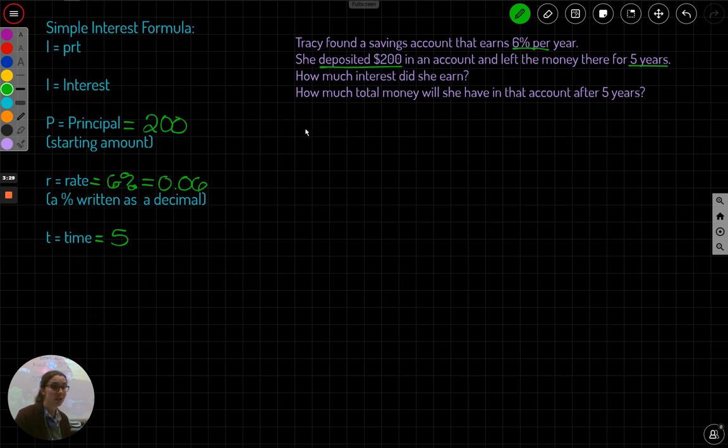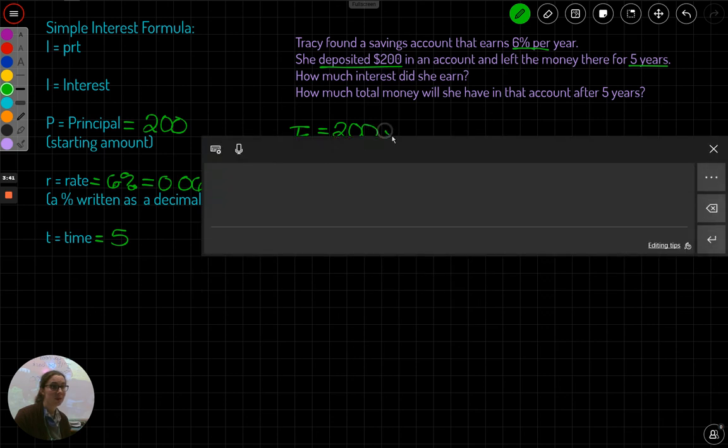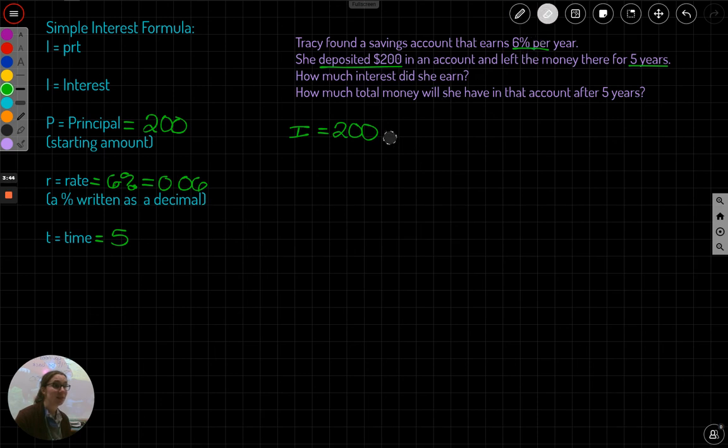I, interest, how much she will earn, equals P, principal, 200, times, let me write a times symbol, please. That's not at all what I asked you to do. My goodness, computer. There we go. Times 0.06. Make sure we're not putting the percentage, put the decimal in. 0.06 times 5. All right. I equals, we're just solving now. All we have now is a multiplication problem. We just need to solve.